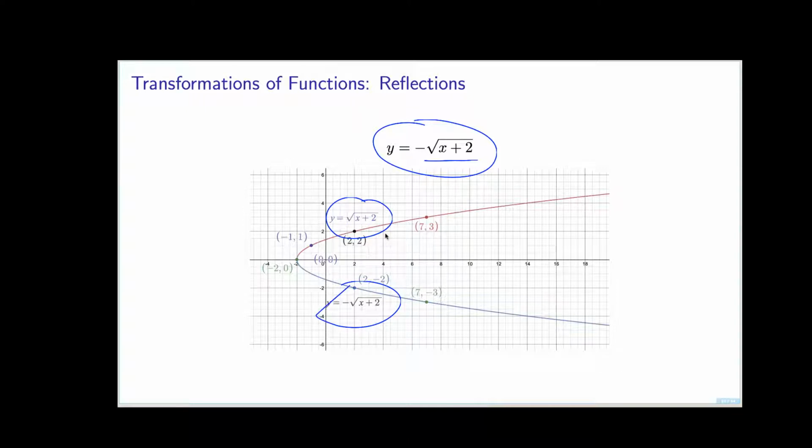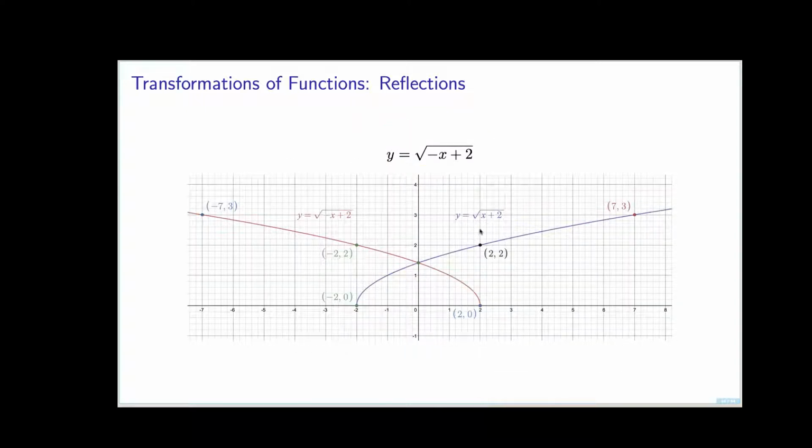Next, let's look at y equals f of negative x. So what happens if we replace the x with a negative x? This time we reflect across the y-axis. So what happens here? We'll start with our graph of y equals root of x plus 2, and now all of our x values are being replaced with minus x. So the (-2, 0) in our initial graph reflects across the y-axis to become (2, 0).